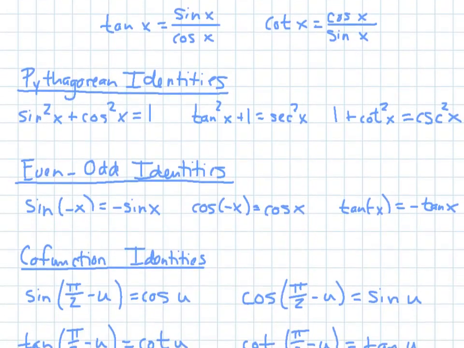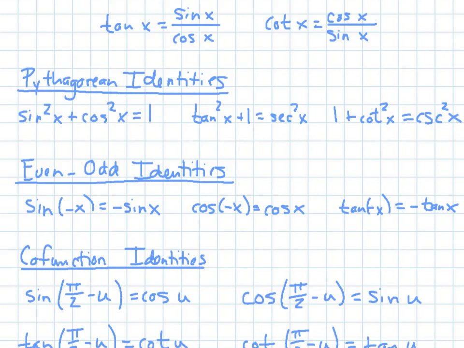Some ones that we introduced but haven't really used yet are the Pythagorean identities. A main one that we use is sine squared plus cosine squared equals 1. That comes directly from the unit circle, and all these do. If you think of sine as y and cosine as x, you really have y squared plus x squared, and on the unit circle, r squared is 1. That's where it originates.